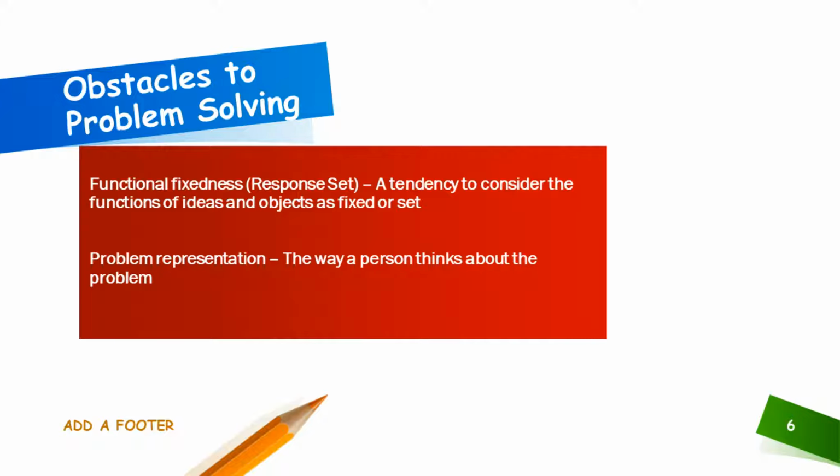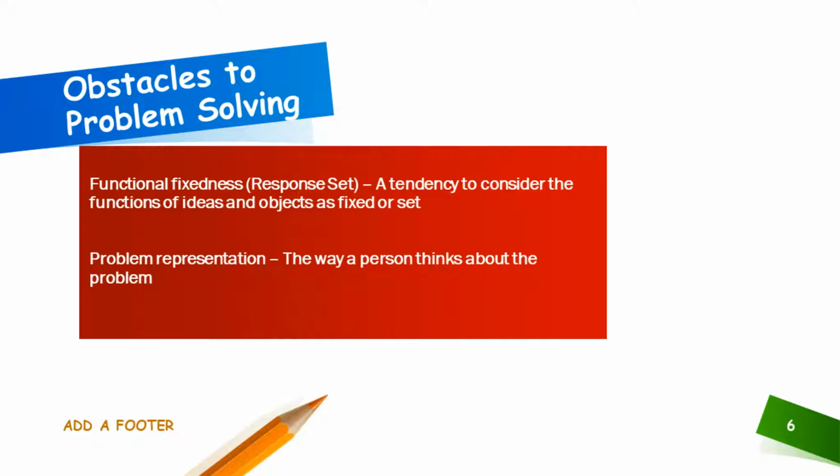Now, functional fixedness and the response set are obstacles in problem representation, the way that a person understands and organizes information provided in a problem. If information is misunderstood or used inappropriately, then mistakes are likely, if indeed the problem can be solved at all. Now, with the 9-dot matrix problem, for example, construing the instruction to draw 4 lines as meaning draw 4 lines entirely within the matrix means that the problem simply cannot be solved. However, when we allow ourselves to extend and look at the problem differently, then the problem can be solved.